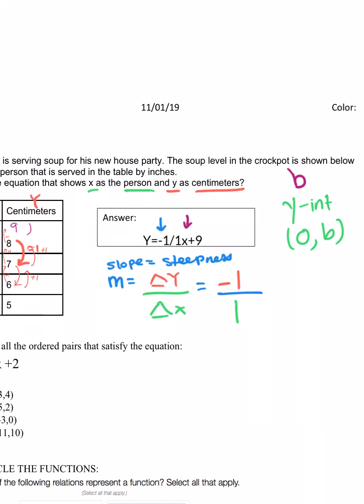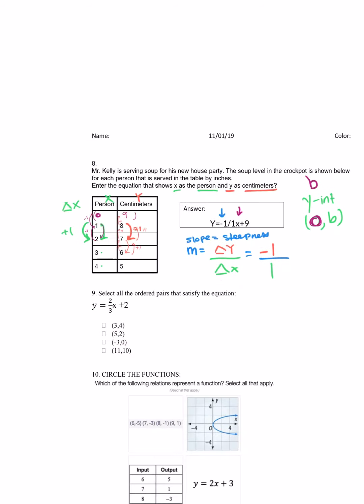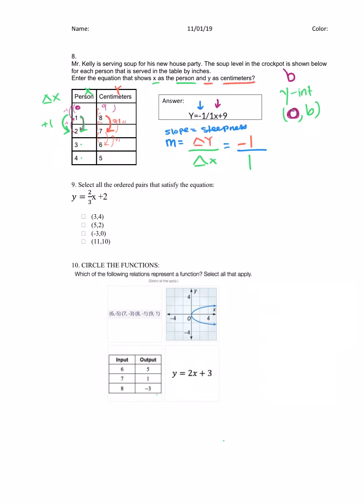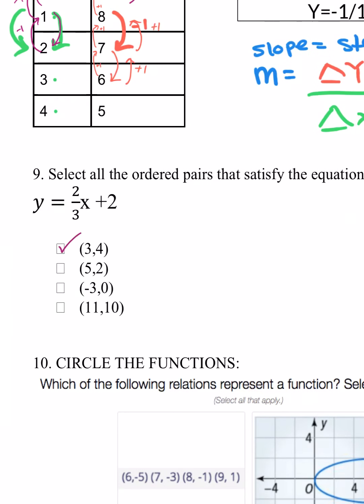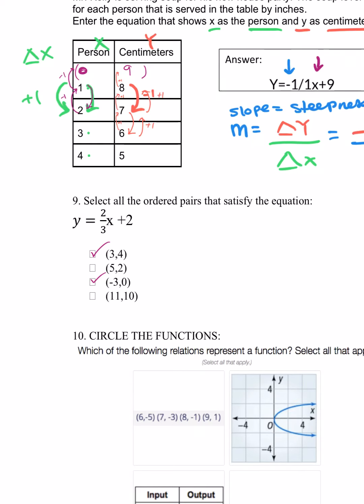So you just found your b. And it's 9. Because remember, you're looking for that 0. That is your evidence that you have a y-intercept. Alright. This one I'm only going to show one. We did it in class. It's that one and this one. So here's your equation. Y equals 2 over 3 x plus 2.